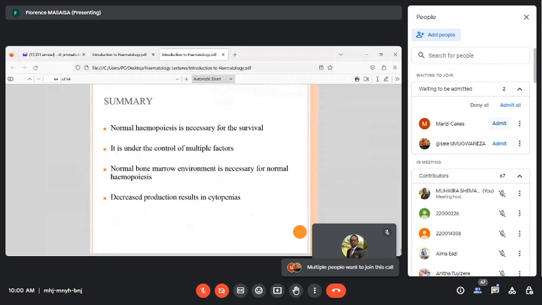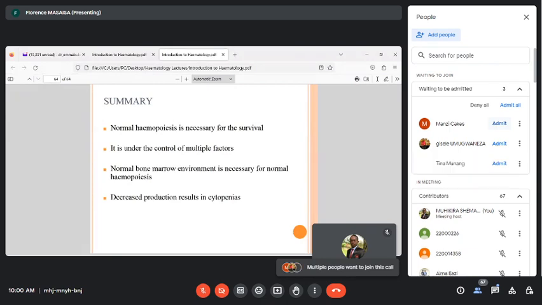So in summary, what is hematopoiesis? We should understand that. It is necessary for survival. To make it well produced and normal, we need control of multiple factors. We have talked about the local environment, immunoregulation, and apoptosis. We have also insisted on the bone marrow local environment. It is necessary for normal hematopoiesis, but also remember any decreased production may cause cytopenia, or a decrease in cell number.